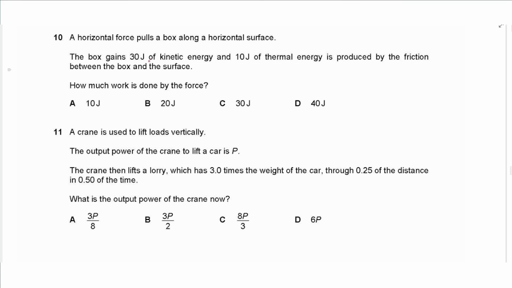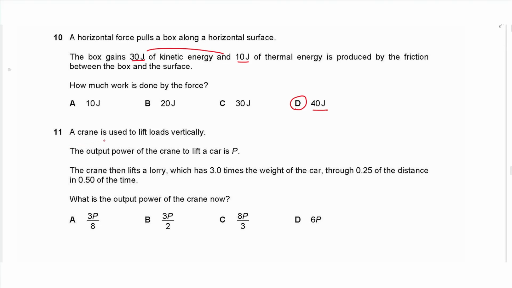Question 10 says a horizontal force pulls a box along a horizontal surface. The box gains 30 joules of kinetic energy and 10 joules of thermal energy is produced by the friction between the box and the surface. How much work is done by the force? So we need to overcome the friction and we need to make the box gain kinetic energy. So we need to do work against this amount of energy and that amount of energy. So it is the total or the sum of both energies. So we need 40 joules. So the answer is D.